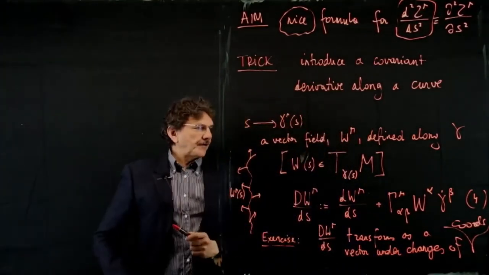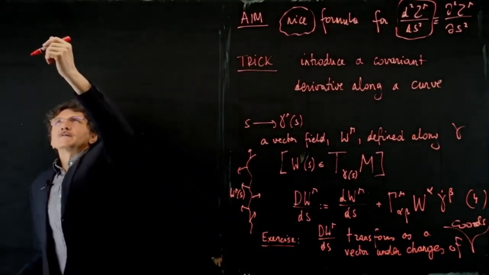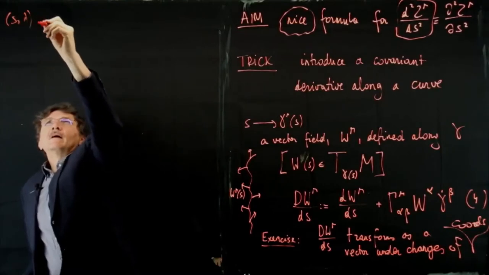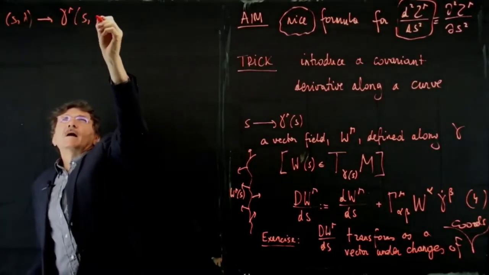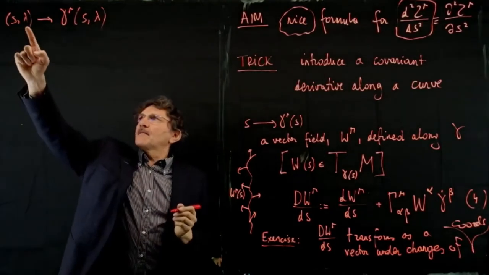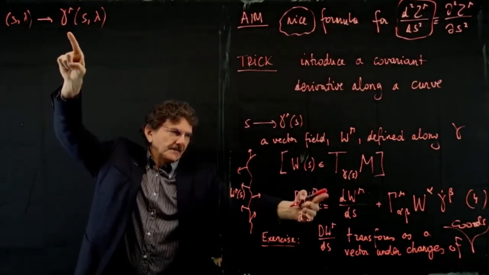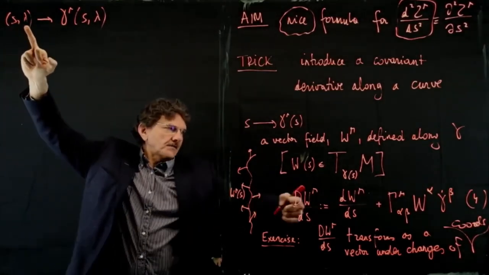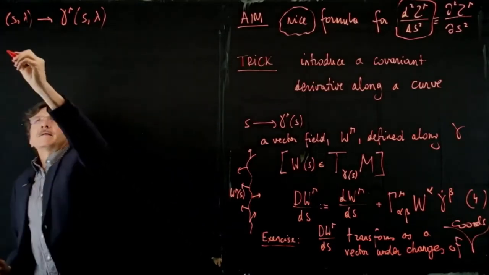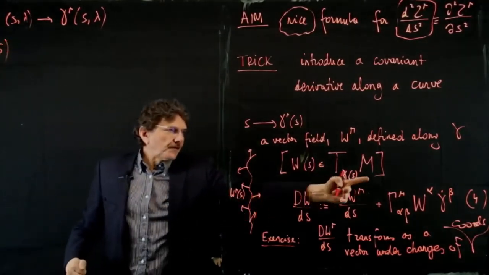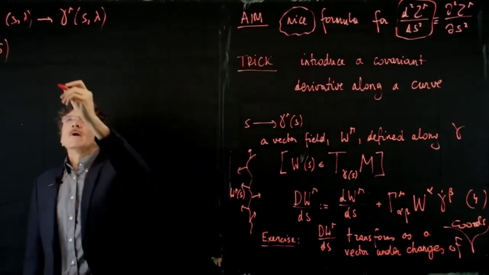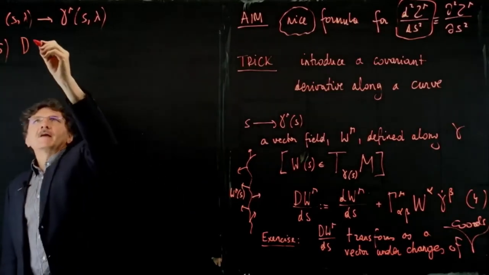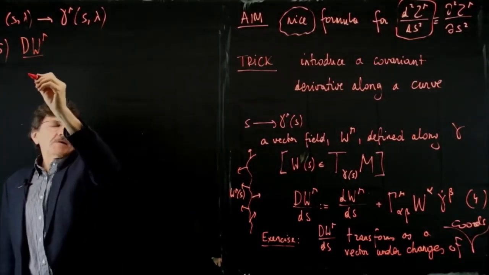Good, so we have our derivative. In our case, we also have this family gamma mu of S, lambda. For each lambda fixed, we have curves and a derivative along these curves. But if we fix S and move lambda, we also have a derivative like that. And then there's an obvious formula for this, right? So again, just mimic this, but differentiate with respect to a different parameter.